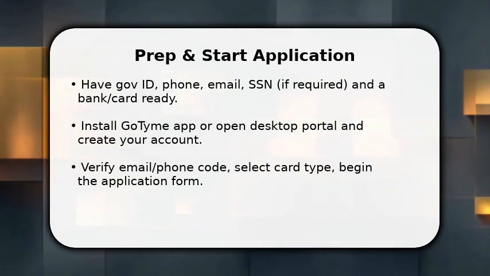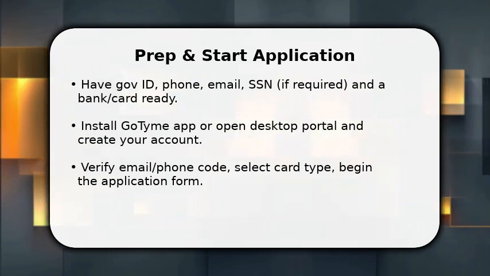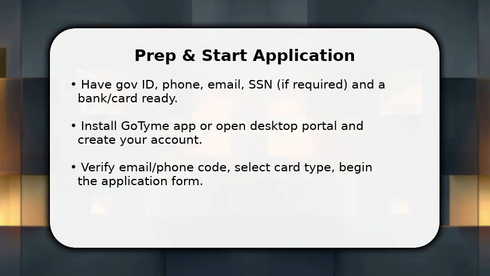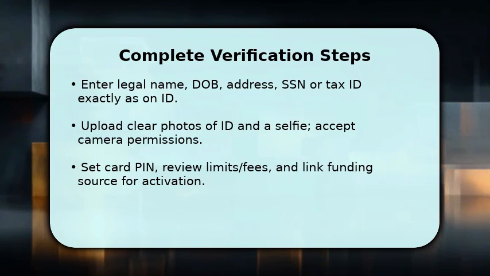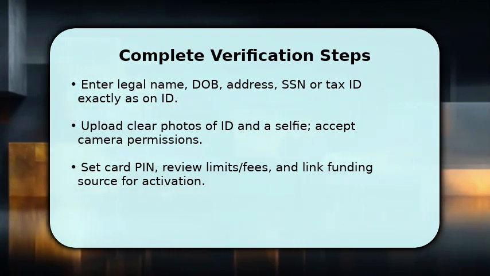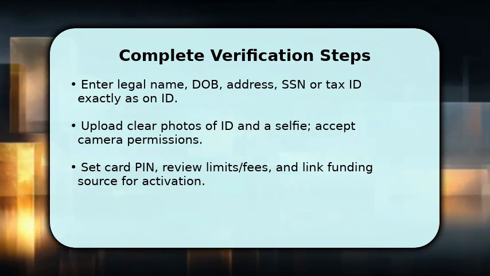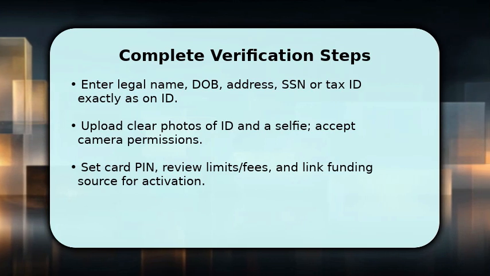This is where you enter basic identity items so the system can pre-fill later steps and speed verification. You now complete the more detailed verification. Type your legal name, date of birth, and address exactly as shown on your ID, plus your SSN or tax ID if requested. Next, upload crisp photos of your ID and a live selfie. Allow camera access and follow framing prompts.